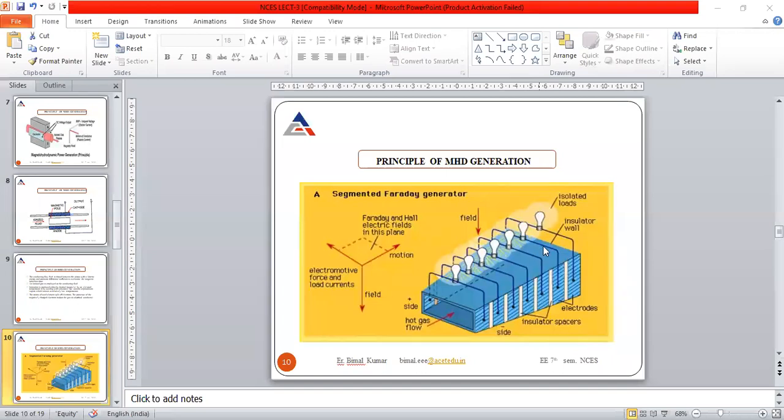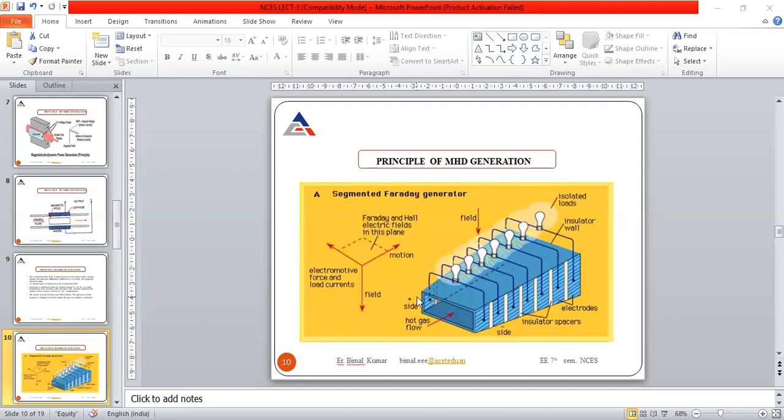Here you can see the insulator wall, which is provided as insulation between the two electrodes so that they will not be short circuited. Otherwise, due to induction, the two electrodes may be shorted with each other, and this may cause damage to the device which is connected to operate through the electrodes, right?